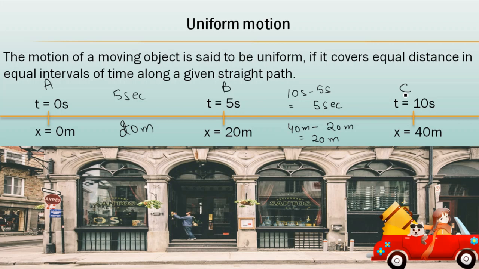Clear? Might be this is clear to you. When an object is covering equal distances in equal intervals of time, that is known as uniform motion. But uniform motion always takes place along a straight path. Fine.